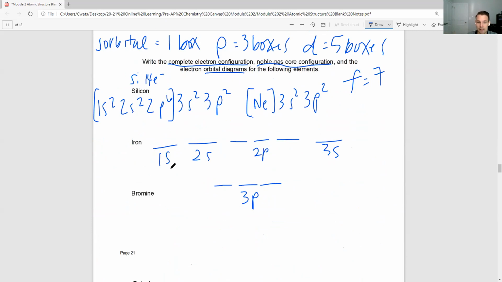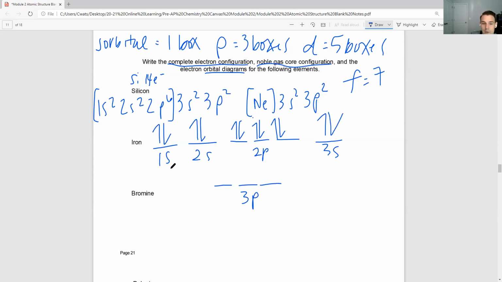It's nothing crazy. So 1s has 2 electrons, so I draw an up arrow and a down arrow. You always start with an up arrow. 2s, there's 2 electrons, so up and down. 2p has 6, so I'm going to go up, up, up, down, down, down. And you may notice I do a single-headed arrow just out of pure convenience. 3s is there's 2, so up, down.